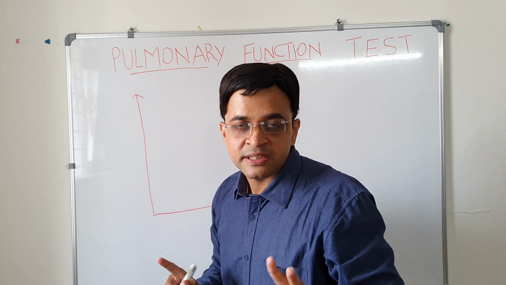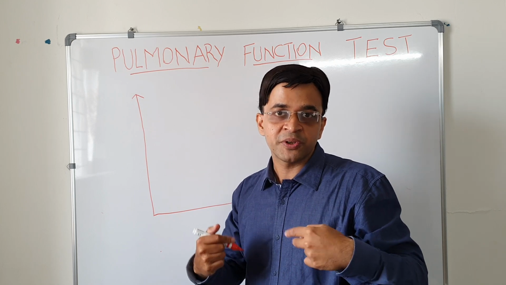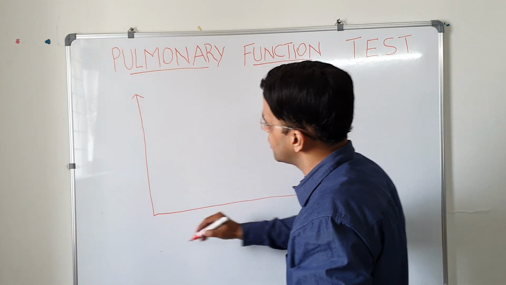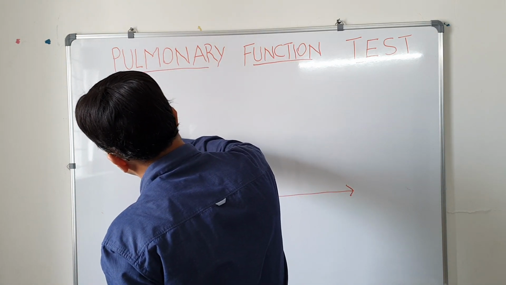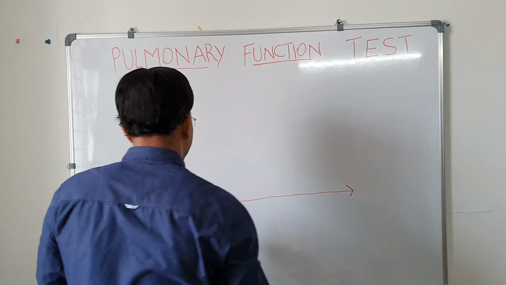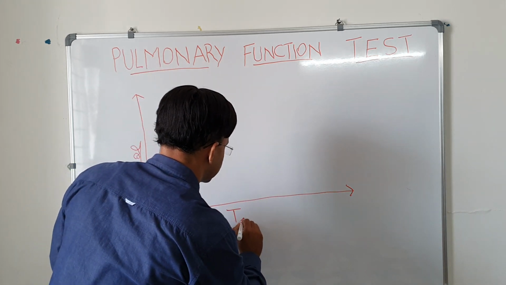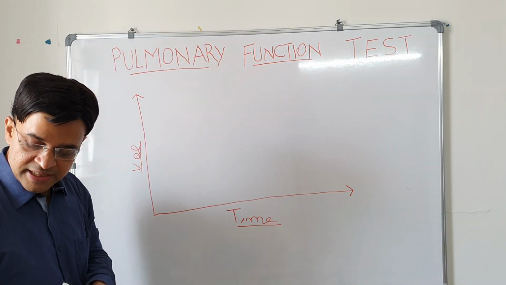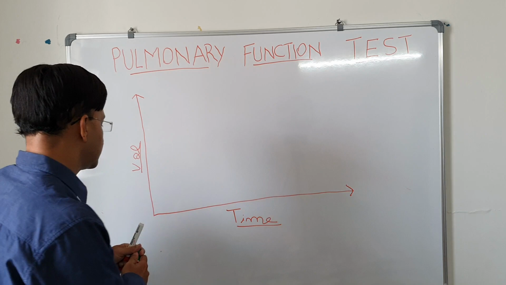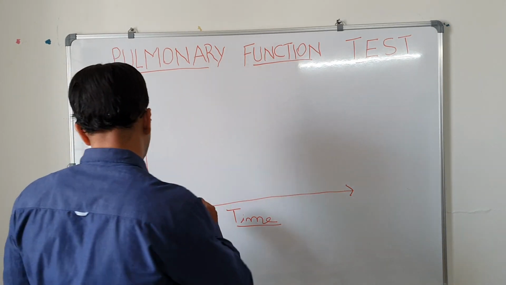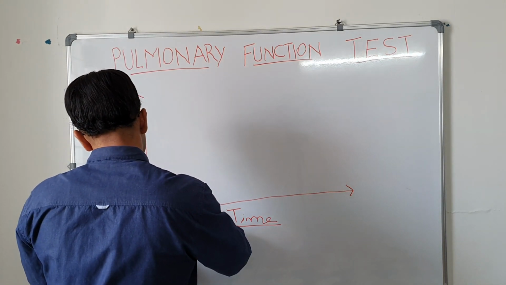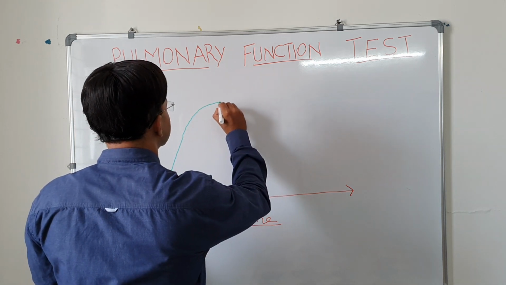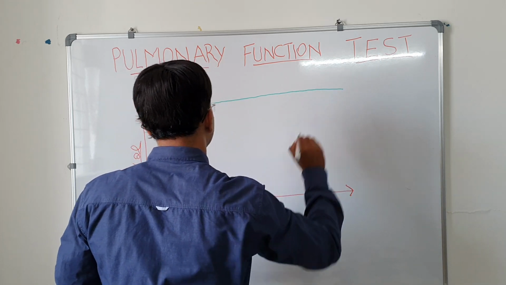In pulmonary function tests, if you have seen it, or if you are ever going to see it, there are two kinds of graphs. In one graph, we will have volume on this axis and time on this axis. Okay, and we will tell the patient to blow forcefully. Now, what will happen is that we'll get a graph like this.